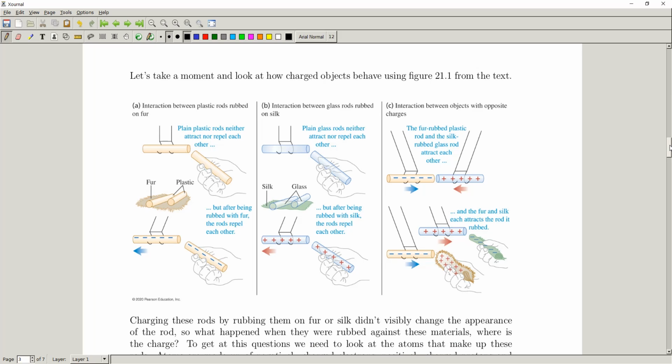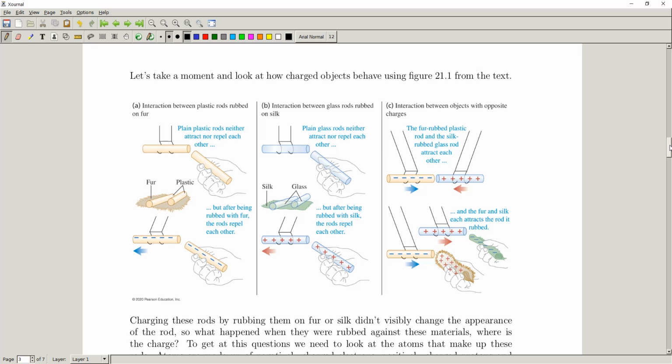Okay. So let's now take a moment to take a look at how charged objects are going to behave by looking at figure 21.1 from the text, which I've copied over here. Again, I'm going to try to use as many of the figures from the text as possible that fit in nicely into lectures, so that you can always go back to the text, and if you want a little more, it's right there for you.